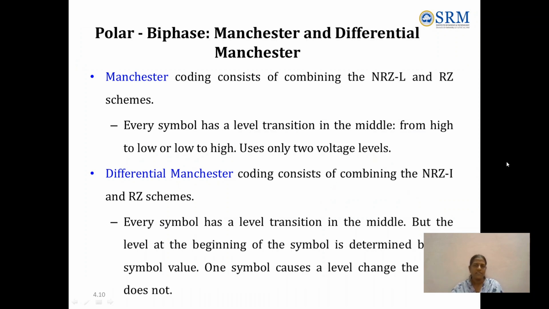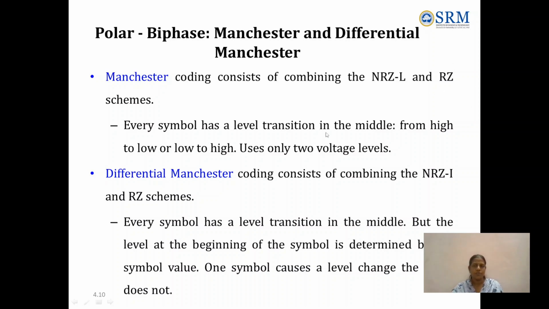So coming to the next technique, which is called polar. In polar, we have two types of biphase techniques. One is called Manchester, and the other is called differential Manchester. In Manchester encoding, it is basically a combination of two flavors. One is non-return to 0 L. L stands for level, where it has voltages, either a positive or a negative voltage.